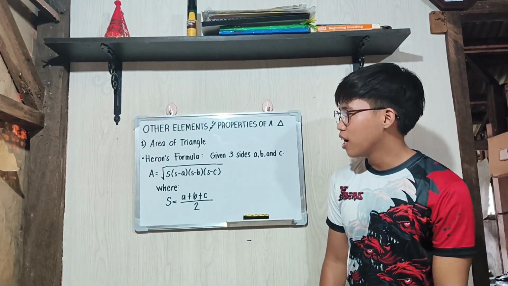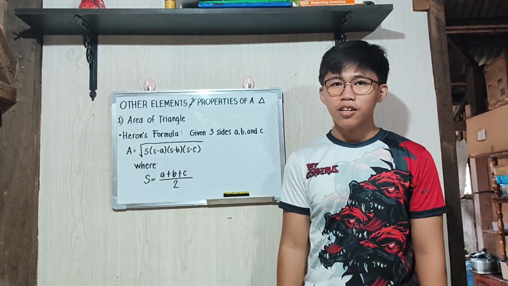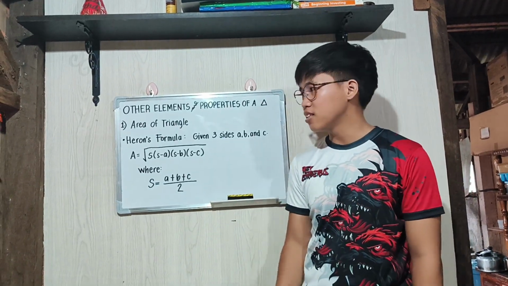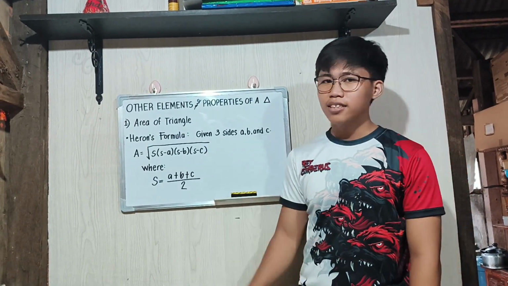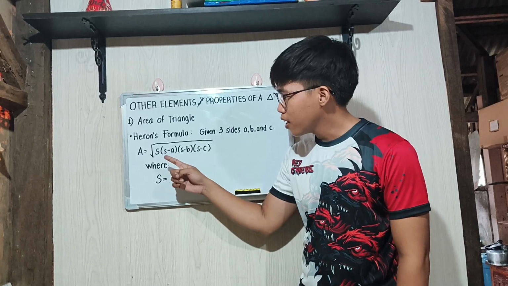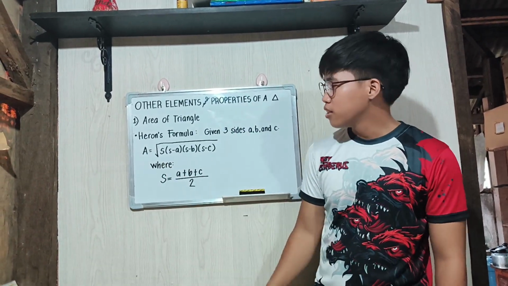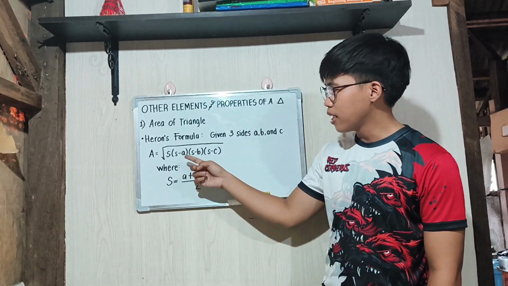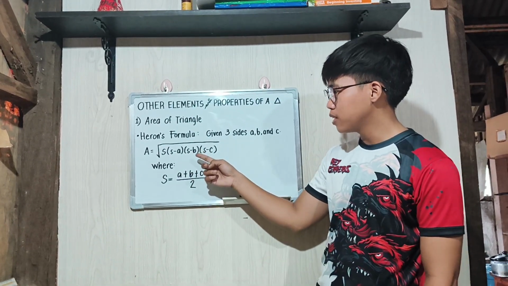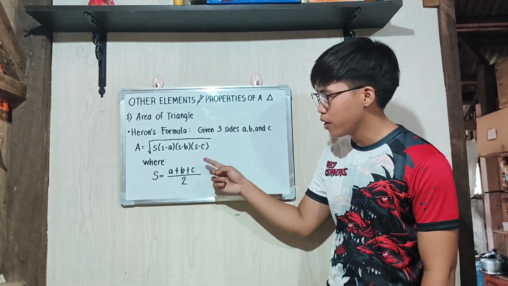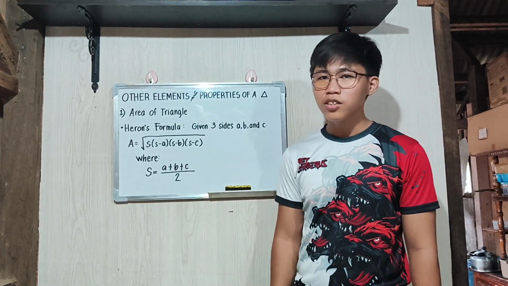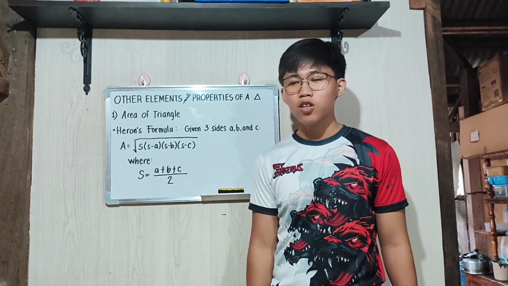The third one is Heron's formula, where given three sides A, B, and C, you can get the area by taking the square root of S times S minus A times S minus B times S minus C, where S is the semi-perimeter. You can get the semi-perimeter by adding the three sides and then dividing by 2.